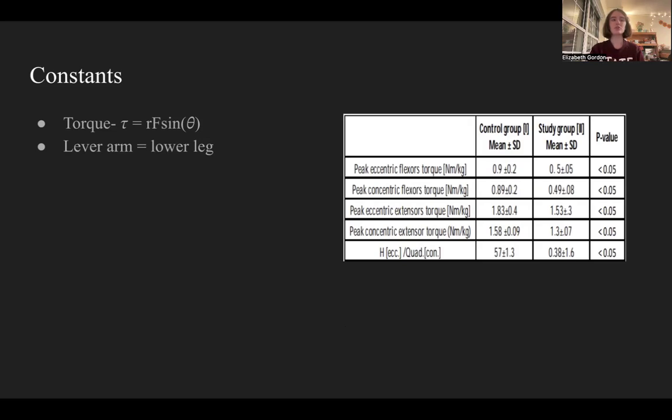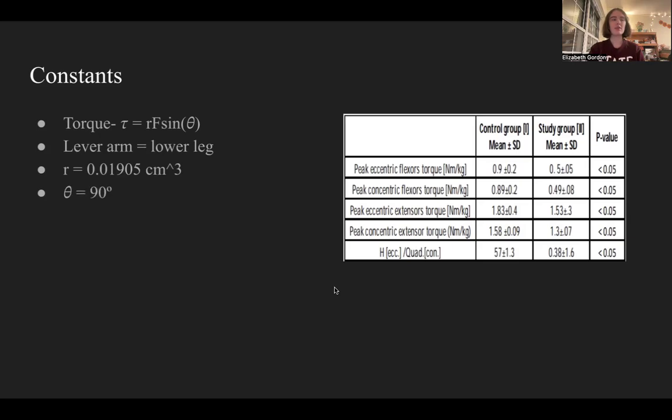The types of torque measured in the study are the peak eccentric flexors torque, peak concentric flexors torque, peak eccentric extensors torque, and peak concentric extensors torque. In this evaluation, I will focus on the torque of the peak eccentric flexors. This is because eccentric flexors are very important in everyday activities such as running and walking. Additionally, flexors have shown to be very important in terms of shock absorption and knee stabilization, which can be an issue for those with hypermobility.